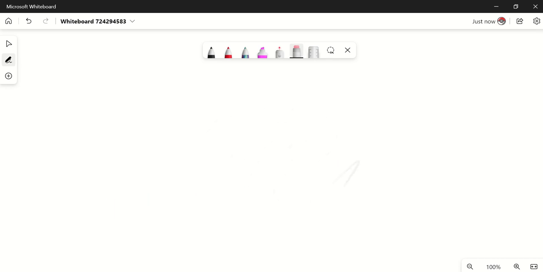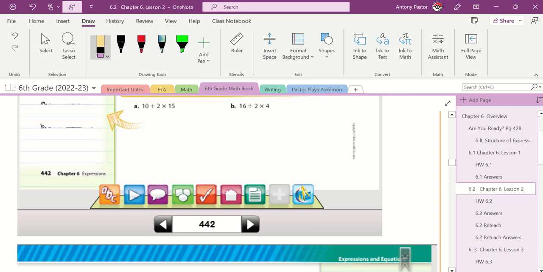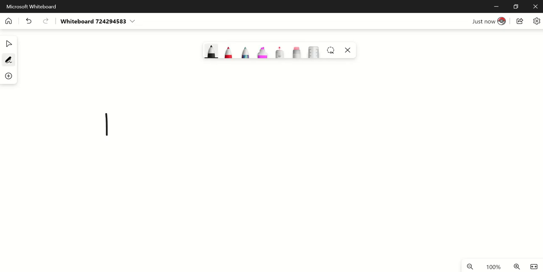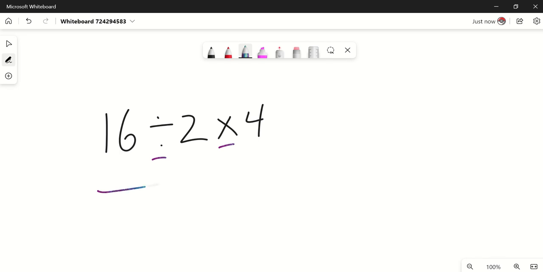Now let's look at the other example. The other example is 16 divided by 2 times 4. There are no parentheses, there are no exponents, and there is multiplication and division. Notice that there's division and multiplication here. I am not doing multiplication first, so this is not 2 times 4 first and then 16 divided by that answer. We're doing this from left to right. All multiplication and division from left to right.